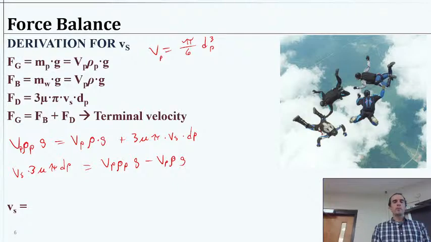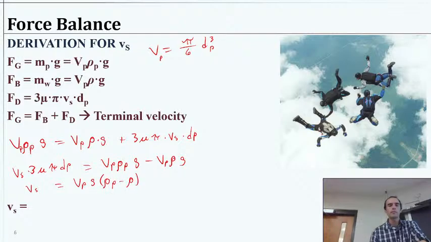And so we have this equation. Now I'm going to go ahead and divide everything by the 3 mu pi dp. And before I get quite there, I'm going to factor out the volume and the gravity here. So I'm going to say the volume of the particle times gravity times the density of the particle minus the density of the water, and divide all of that by the 3 mu pi dp.